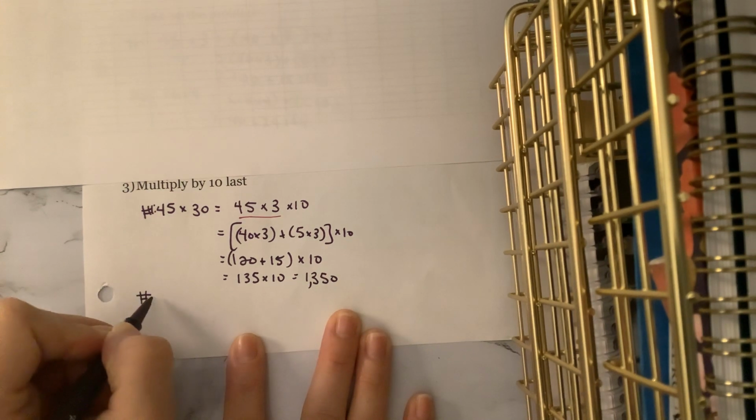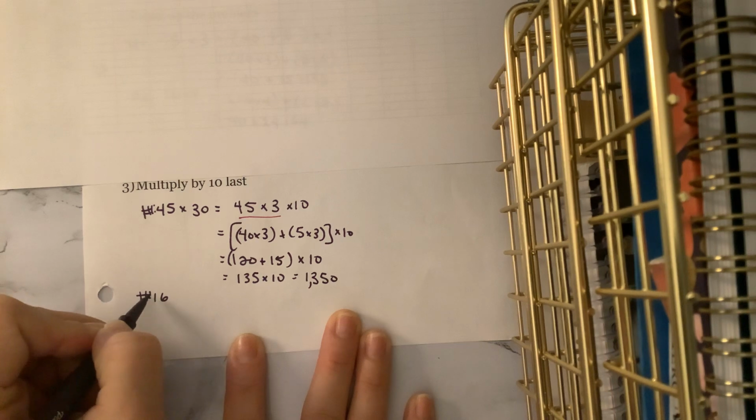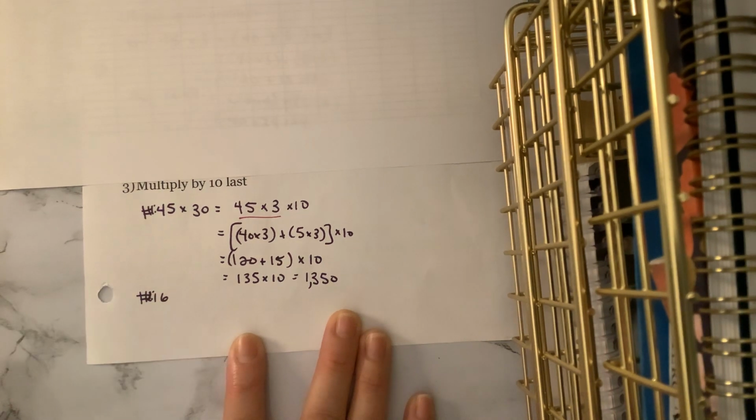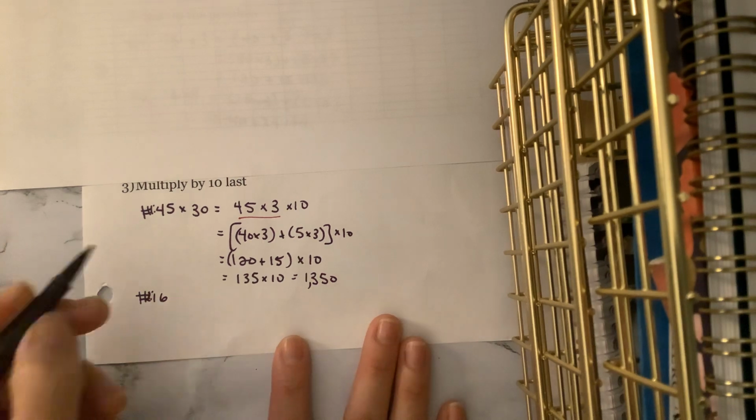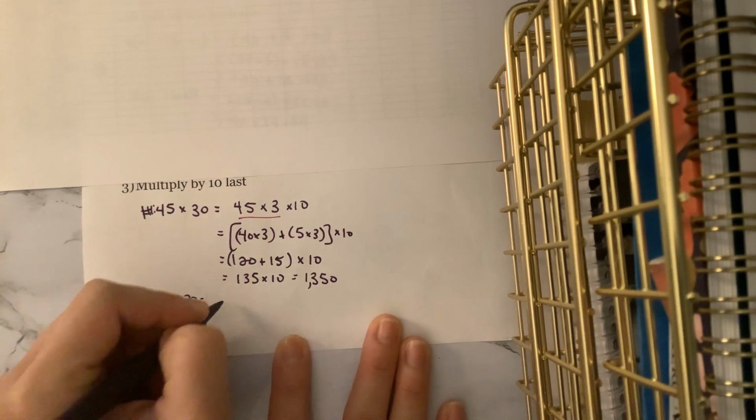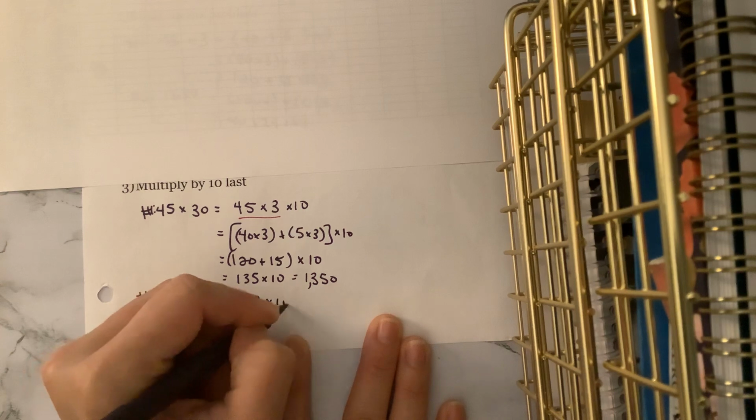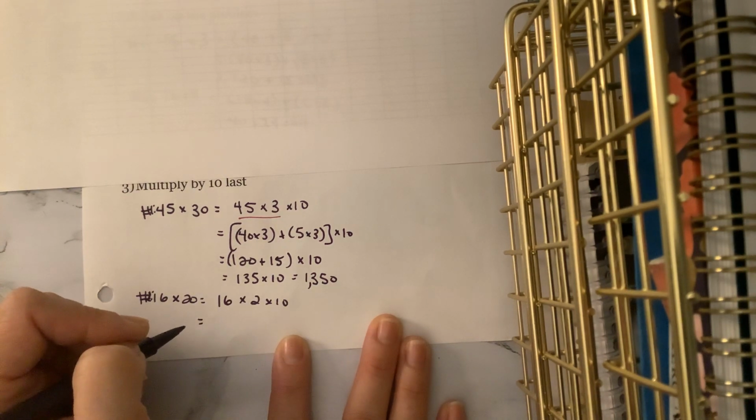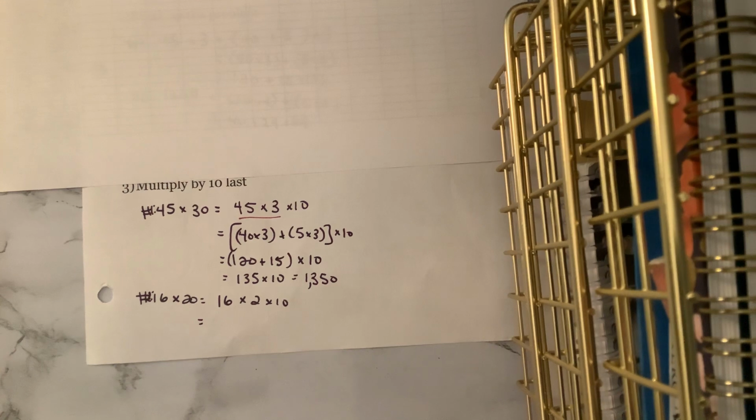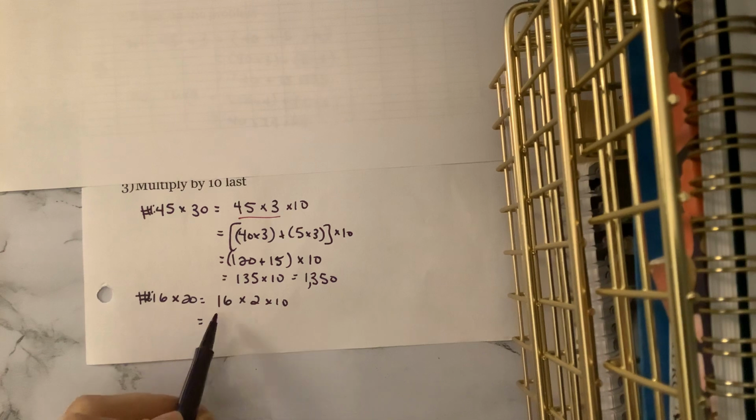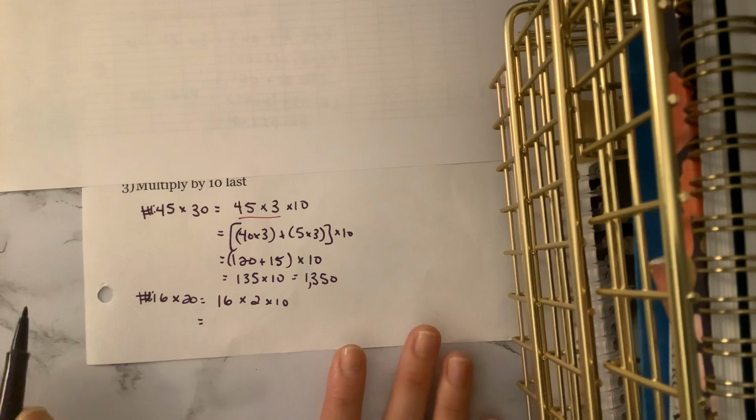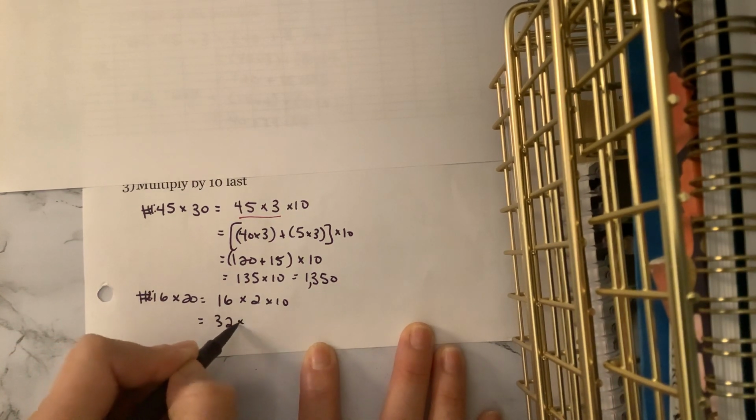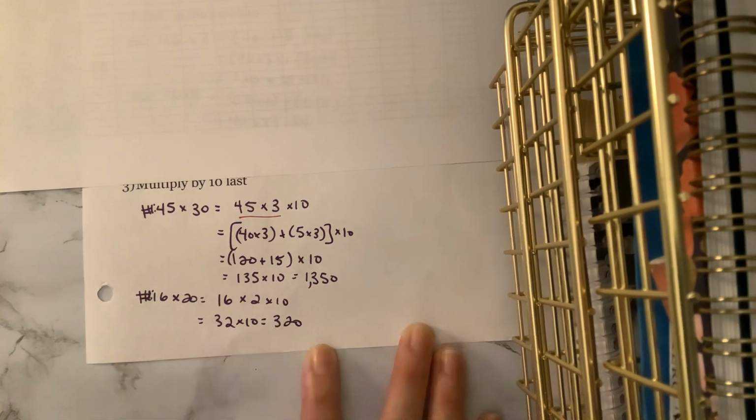A second example. 16 times 20, which is the same as 16 times 2 times 10. 16 times 2, you might already know. Or you could write it out in our 2 steps where we say 10 times 2 is 20, 6 times 2 is 12, 20 plus 12 is 32. 32 times 10, we add a 0 to get 320.